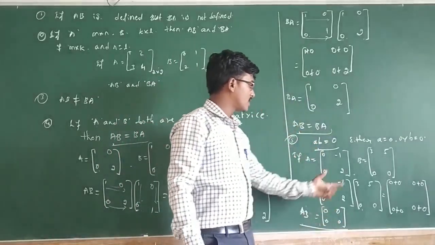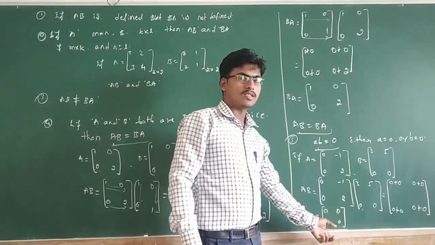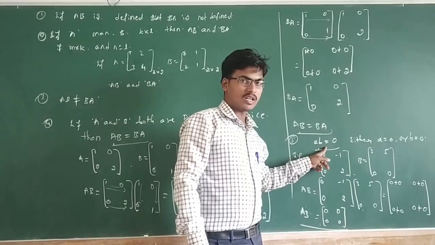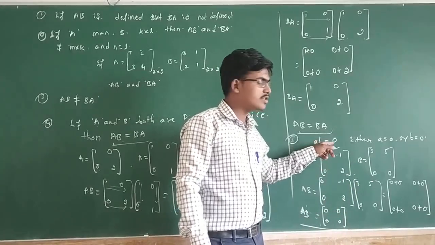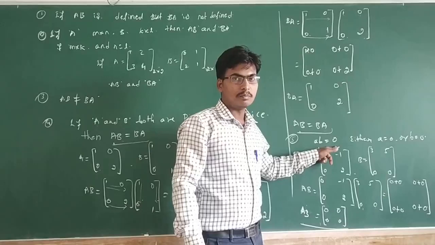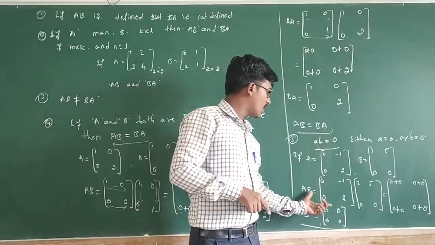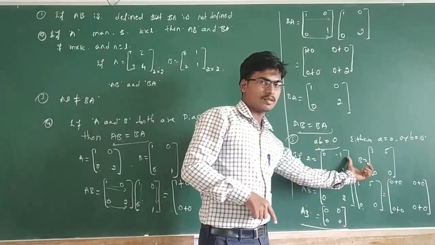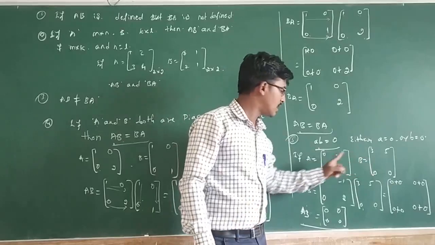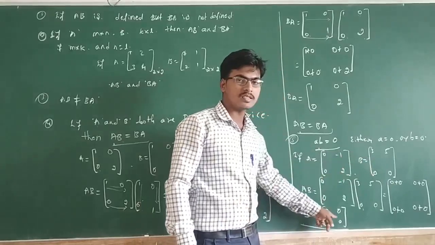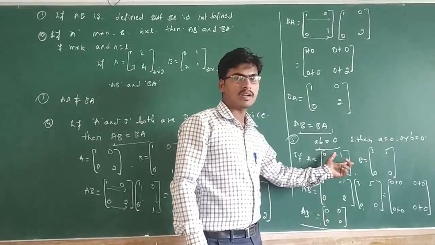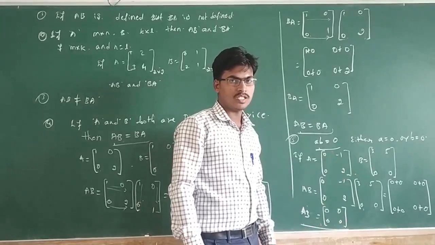Taking two non-zero matrices, what do we prove? We prove a zero matrix. So what we have to know in simple mathematics or basic mathematics or general mathematics: if AB is equal to 0, then either A is equal to 0 or B is equal to 0. But in matrices, the multiplication of two non-zero matrices, you observe, A is a non-zero matrix, B is also a non-zero matrix. But when we multiply these two matrices, what do we get? We get a zero matrix. So the multiplication of two non-zero matrices is a zero matrix.